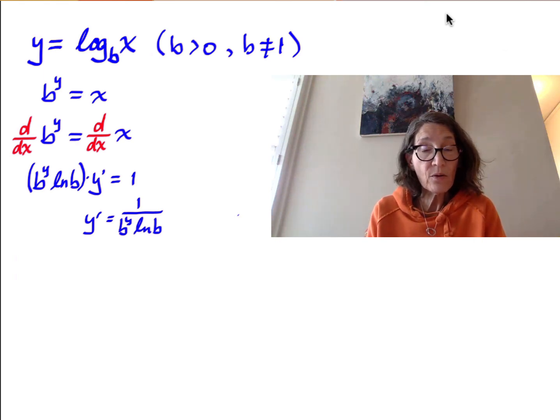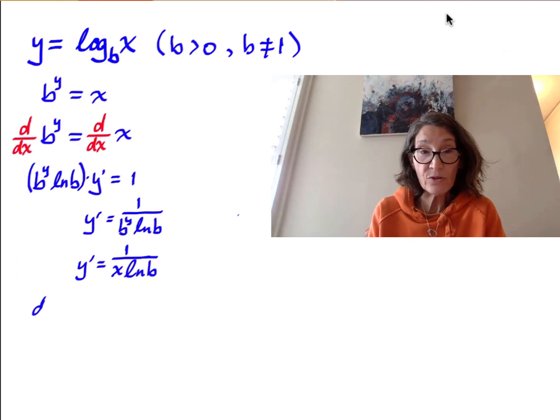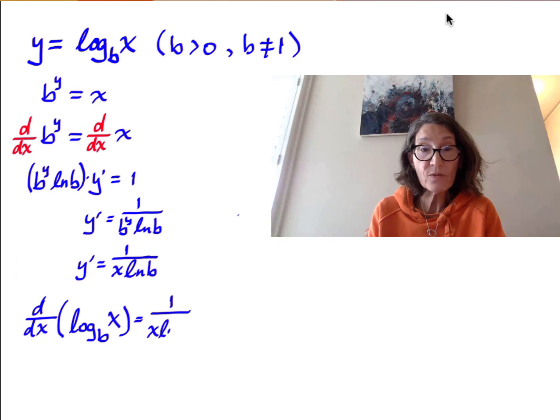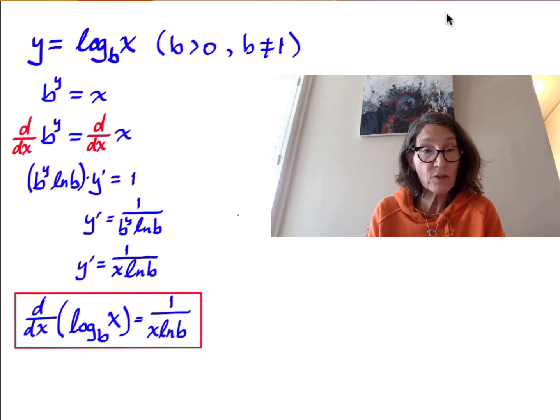But then we go back, we know b to the y is just x. So we get y prime is 1 over x times natural log of b. All right, so we just came up with this new rule. The derivative with respect to x of log base b of x is 1 over x times the natural log of b. All right, so now what if we wanted a rule for y equals the natural log of x?